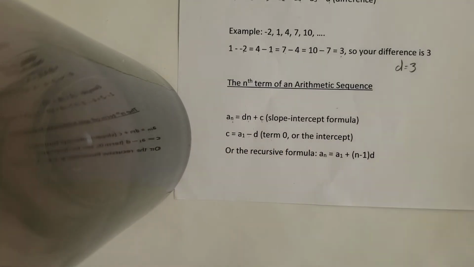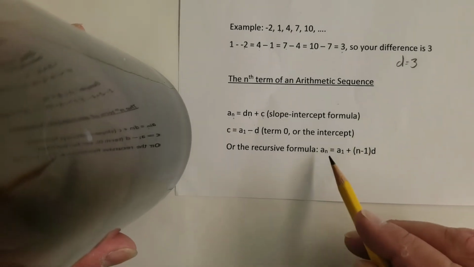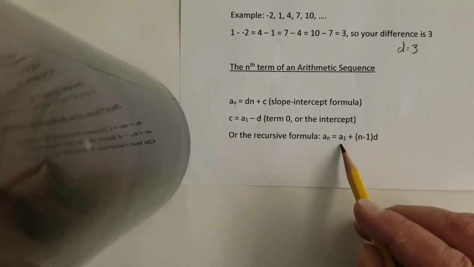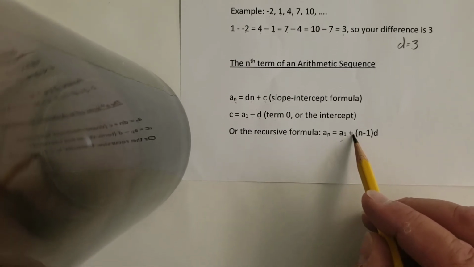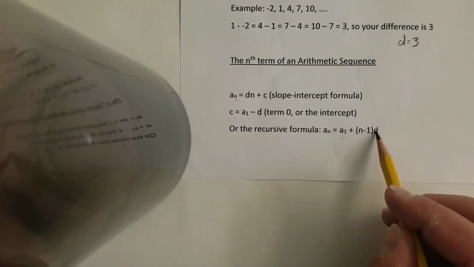Okay? That's not a perfect explanation of it, but that's what we're referring to. Whatever's before term 1, term 0. Okay? And now we can call the recursive formula: any term is the first term plus the number of terms minus 1 times d.